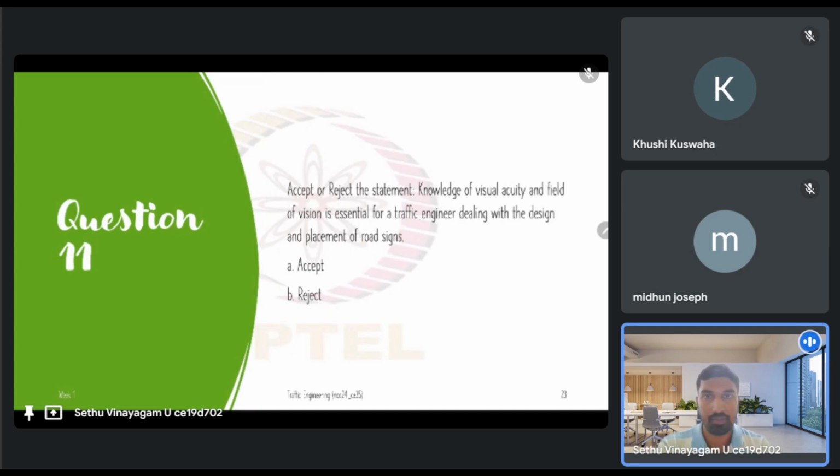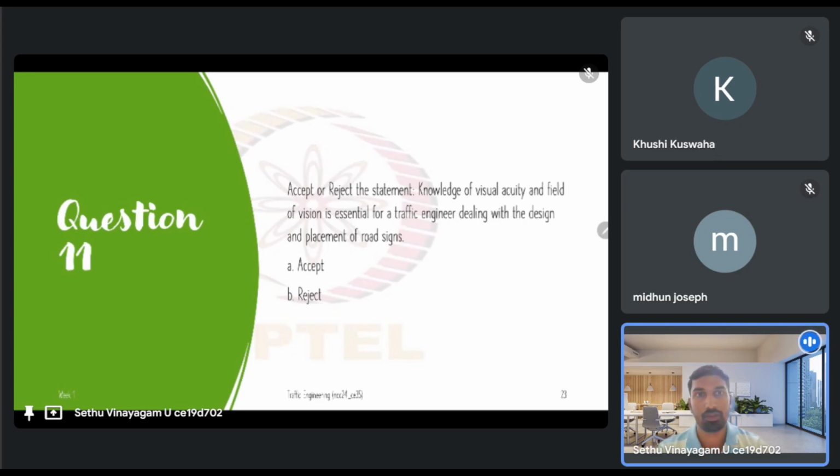Right, so as I already mentioned, when we are looking at the visual acuity question, why is it important to learn about visual acuity and the field of vision? It helps us in designing the components. For example, in the placement of road signs, the vertical placement as well as the horizontal, lateral placement of the signs is based on visual acuity and the field of vision. The visual acuity will tell us from how far away a person with normal eyesight can see and read the sign clearly. So that is important.